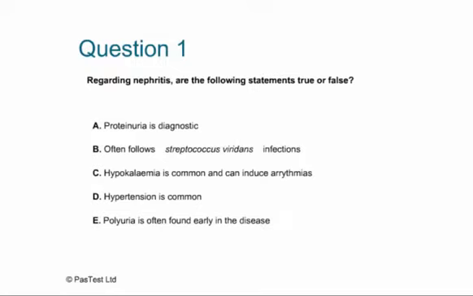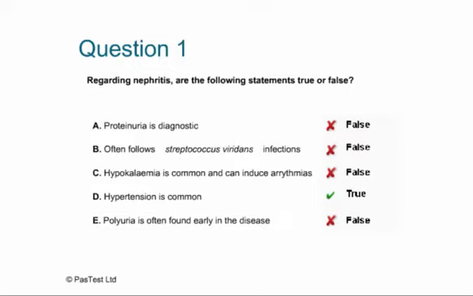So let's have a look at the answers. A. Proteinuria is diagnostic. This is false. In paediatric nephrology, proteinuria is virtually never diagnostic of any condition. It's a very early response to glomerular injury, a non-specific response and not diagnostic in any way. So proteinuria is diagnostic is false. B. Often follows staphylococcal infections. That's a classic example of a question where one thing has been replaced with another. It should be streptococcal infections, but they've put staphylococcal in, so the answer's false.